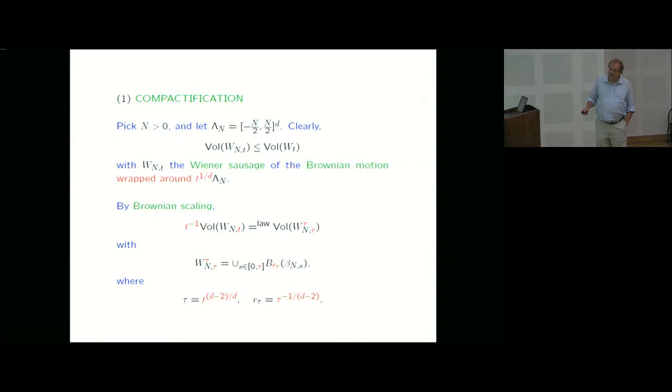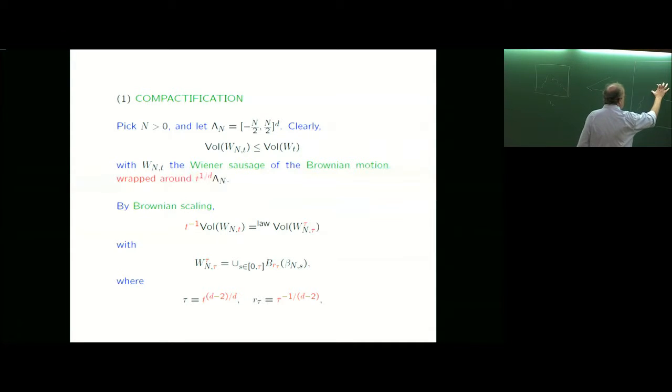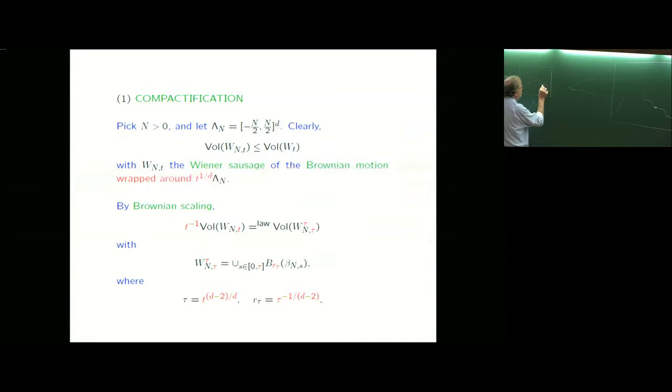Because you shrink the box, also the radius of your Wiener sausage will shrink with it, and the shrinking in terms of this new parameter tau will be tau to the minus 1 over (d-2). So what happens is that we have bounded the volume of the original Wiener sausage by the volume of the Wiener sausage on this large box, and then we've scaled everything down, and here the radius was 1, and here the radius becomes a very small thing because everything shrunk.